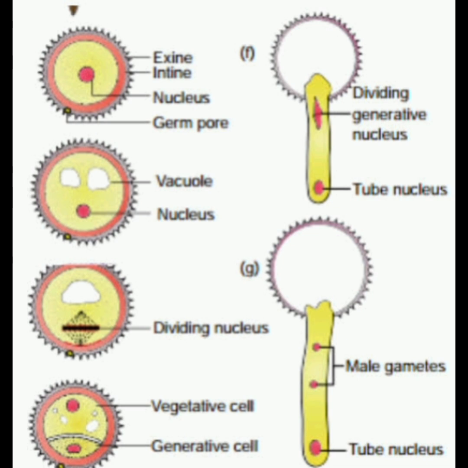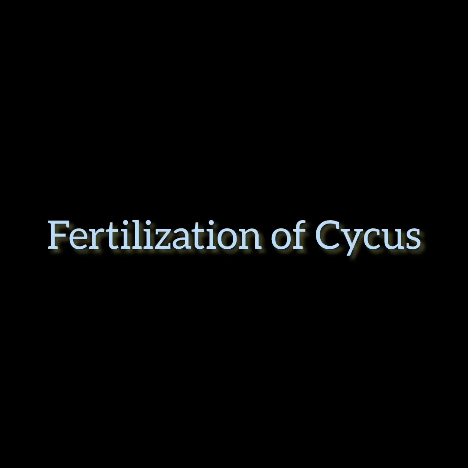Thus, the megaspore develops into a multicellular female gametophyte within the megasporangium, and the megasporangium or ovules of Cycas are said to be the largest ovules in the plant kingdom. So, this is about the development of the female gametophyte. Now, coming to the fertilization of Cycas.